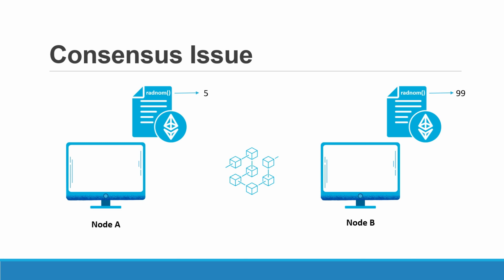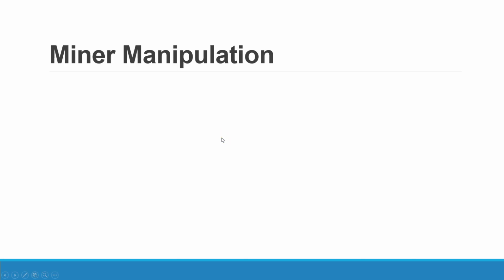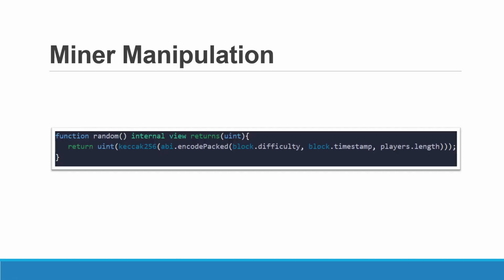Hence it will increase the cost, right? It will increase the network congestion, because most of the time they will be running your random function so that they can reach the consensus. Now, another issue that we have seen is miner manipulation.